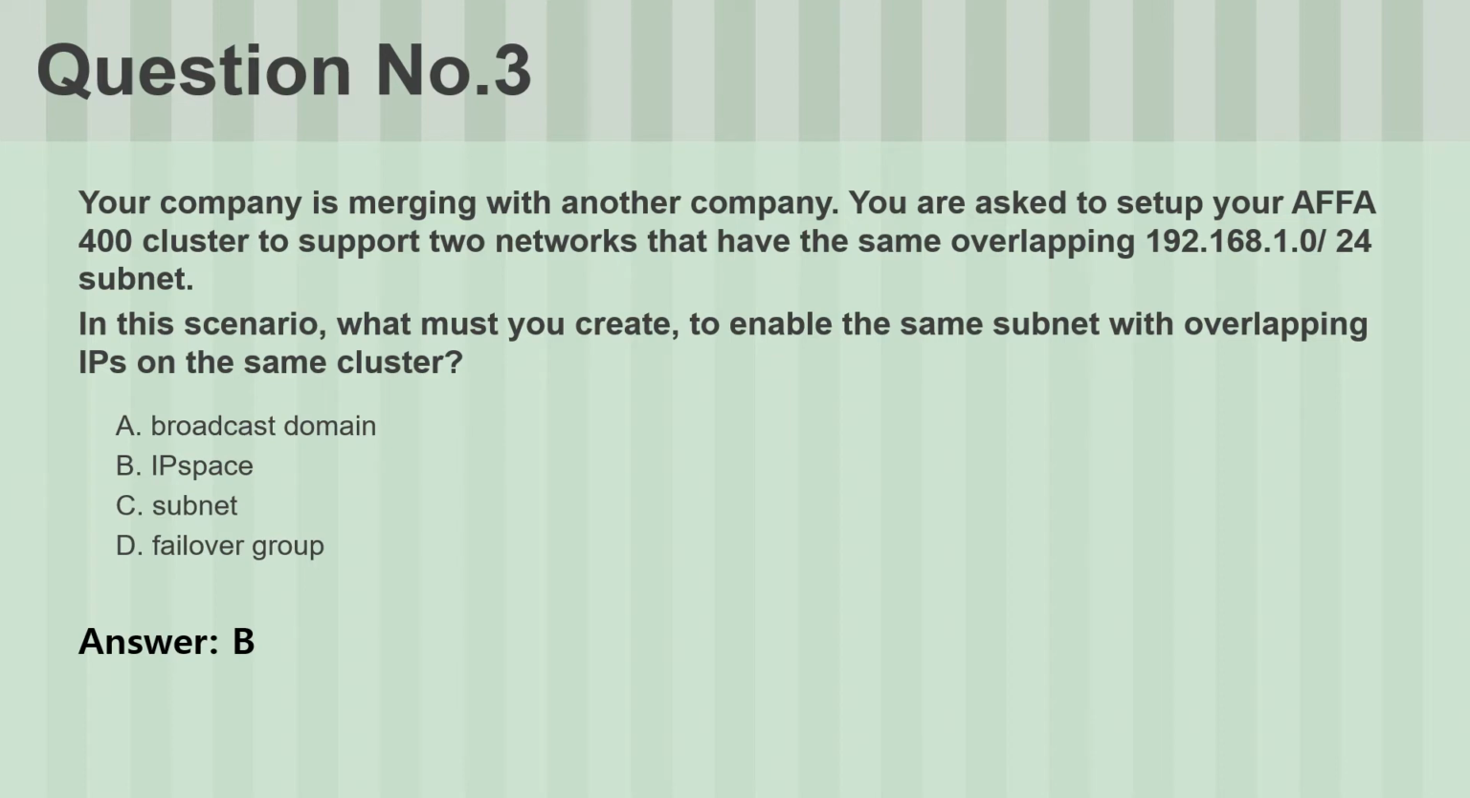Question number 3. Your company is merging with another company. You are asked to set up your AFA 400 cluster to support 2 networks that have the same overlapping 192.168.1.0/24 subnet. In this scenario, what must you create to enable the same subnet with overlapping IPs on the same cluster? A. Broadcast domain, B. IP space, C. Subnet, D. Failover group. Answer: B.